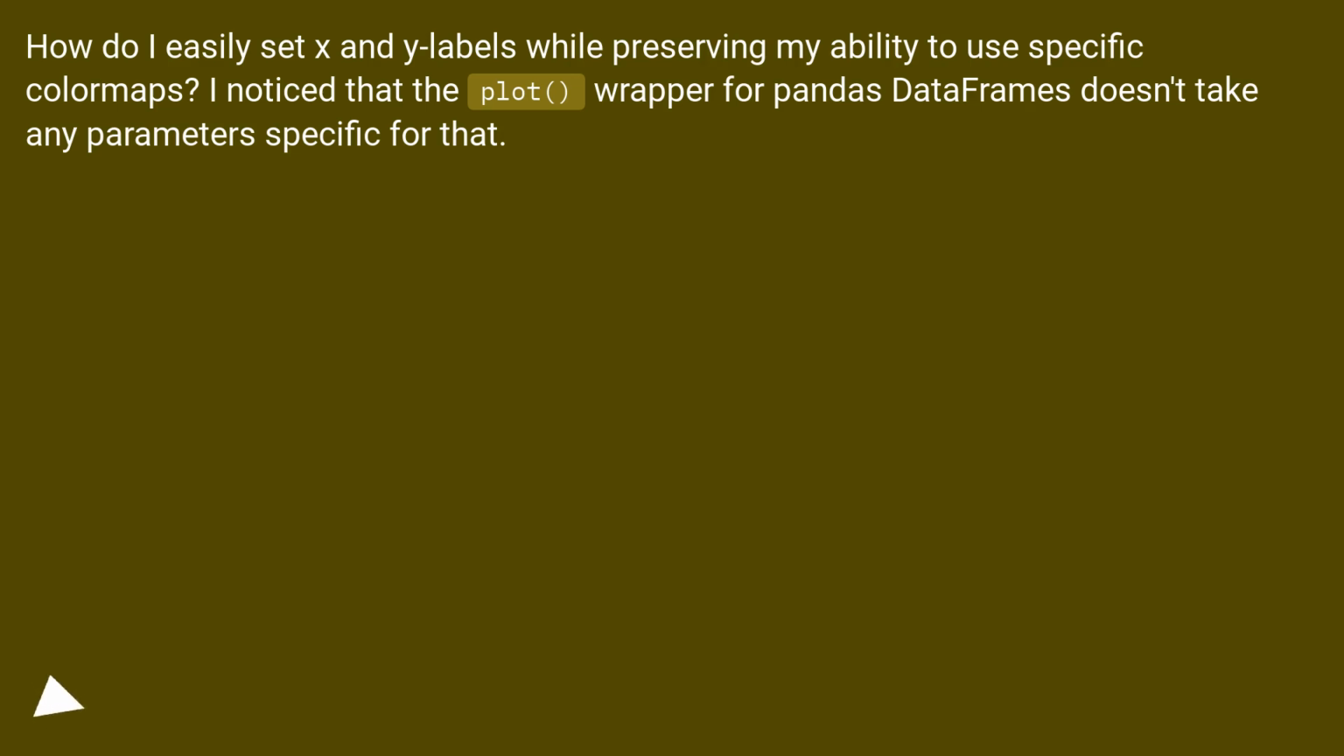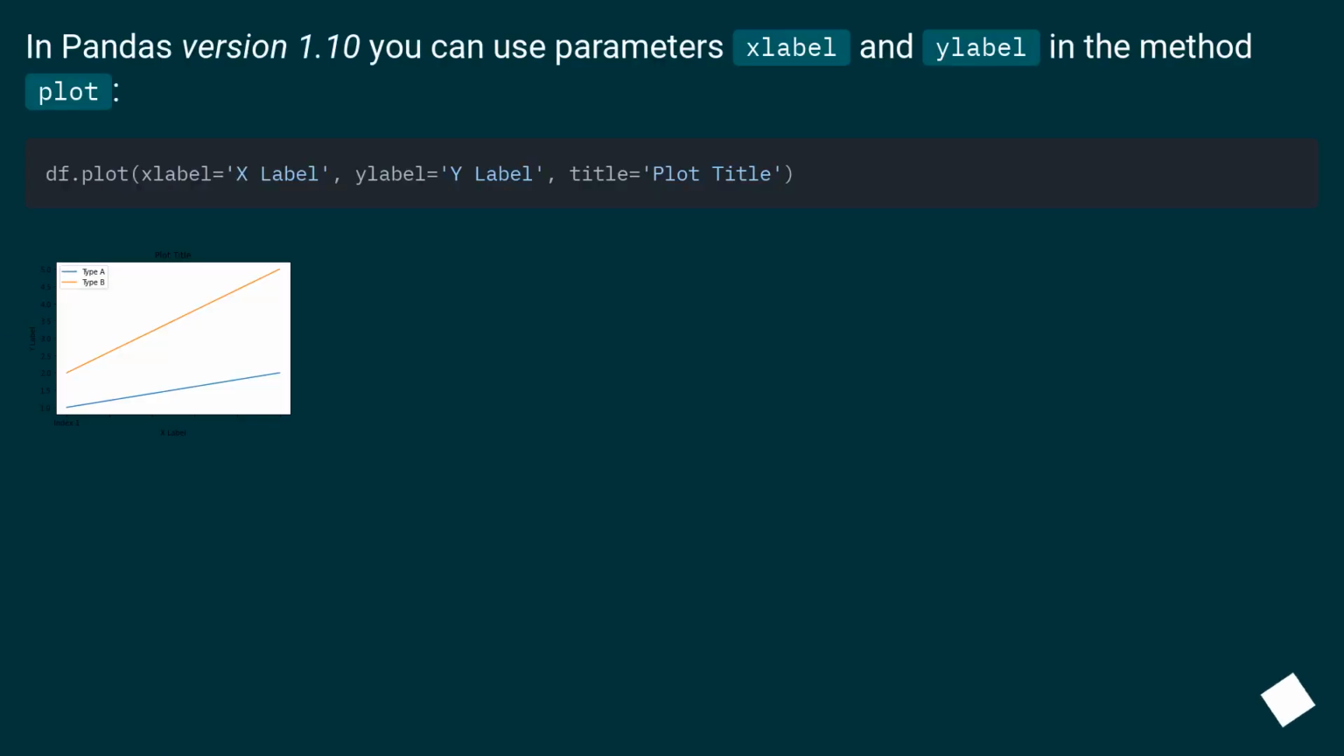I noticed that the plot wrapper for pandas dataframes doesn't take any parameters specific for that. In Pandas version 1.10 you can use parameters xlabel and ylabel in the method plot.